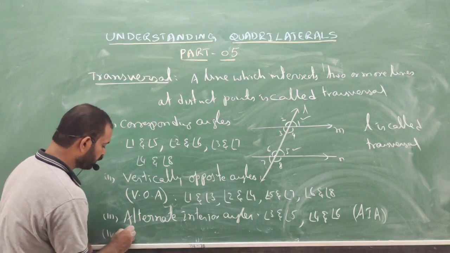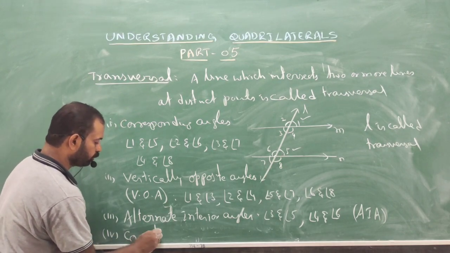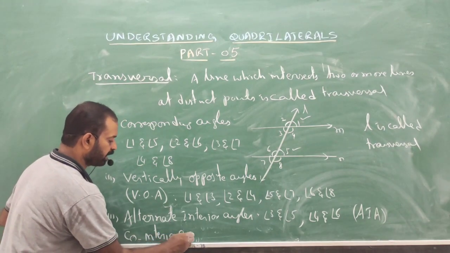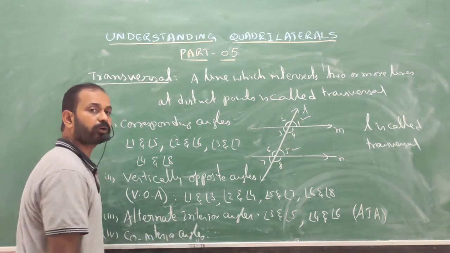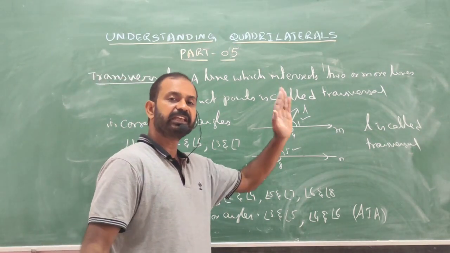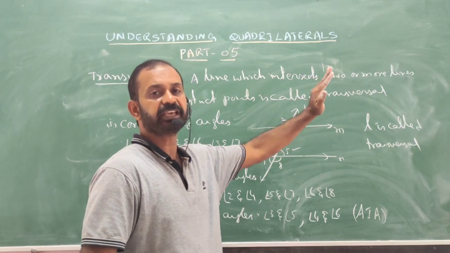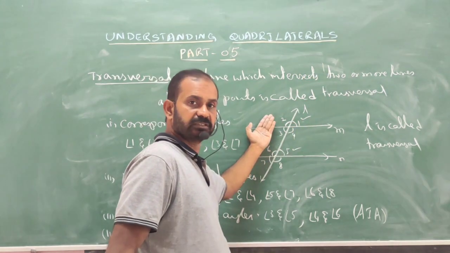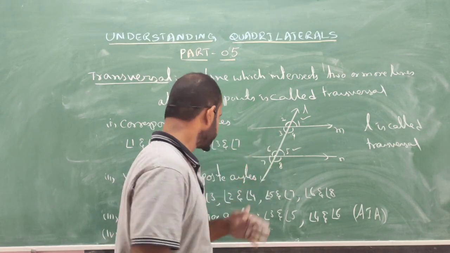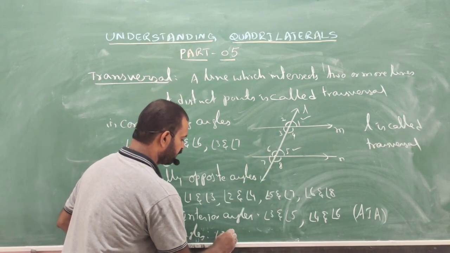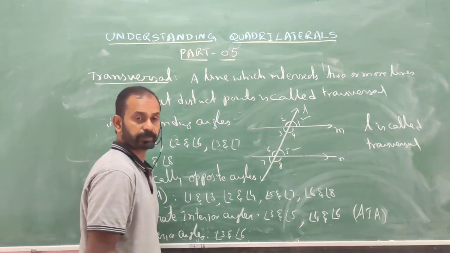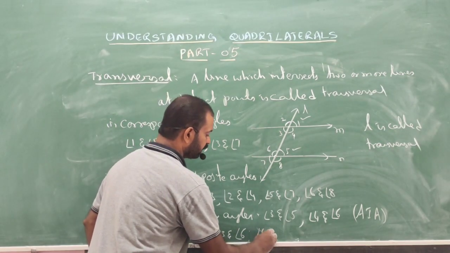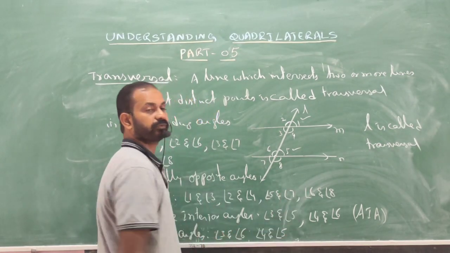So, co-interior angles. What are the co-interior angles? They are interior angles on the same side of the transversal. Angle 3 and angle 6, and angle 4 and angle 5.